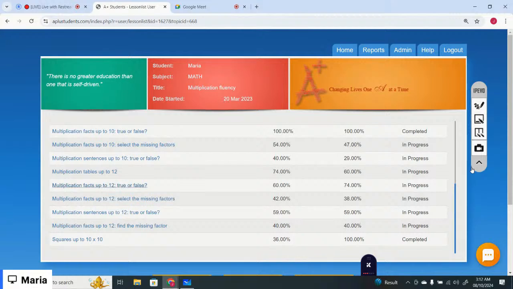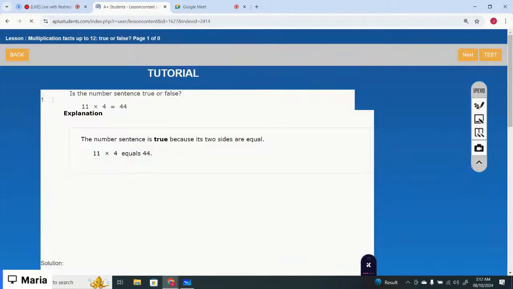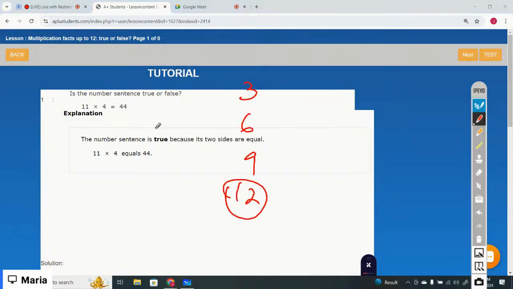Okay, multiplication facts up to 12, true or false. Let's just start with the next lesson. Okay, the first example is the number sentence true or false? That is 11 times 4 equals 44. You have to see when you multiply them if they make 44.